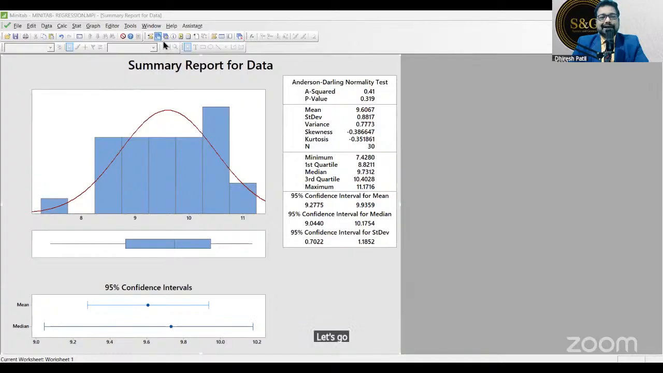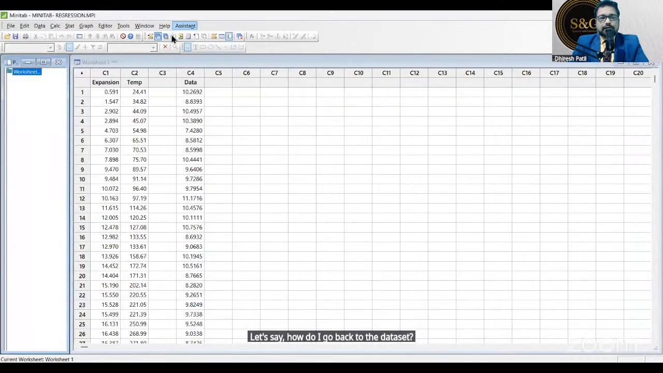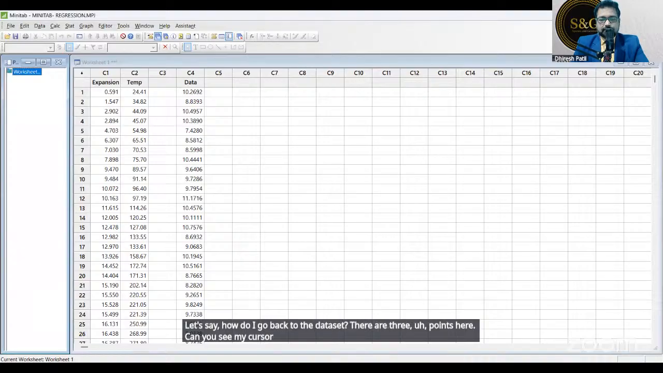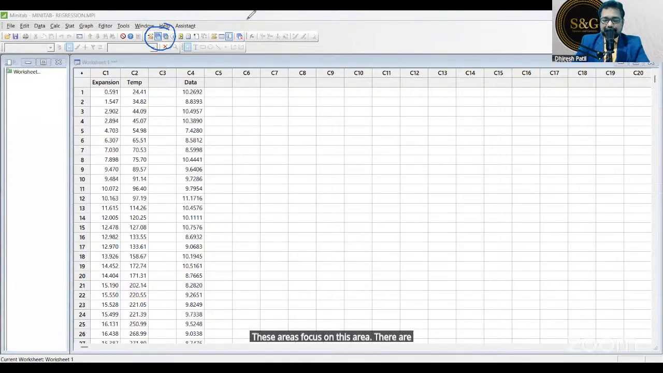Let's go back to the data set. Now, how do I go back to the data set? Here, there are 3 points. Can you see my cursor here? Let me just point it out. Just focus on this area. There are 3 important tabs here, out of which the center tab is for the data. If you click on that, you will come directly to the data.